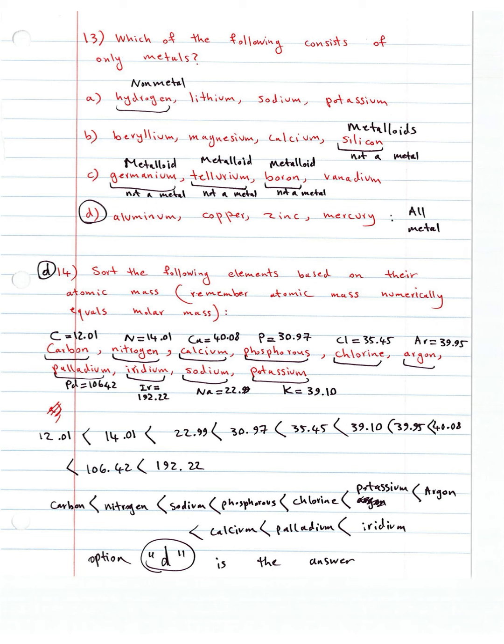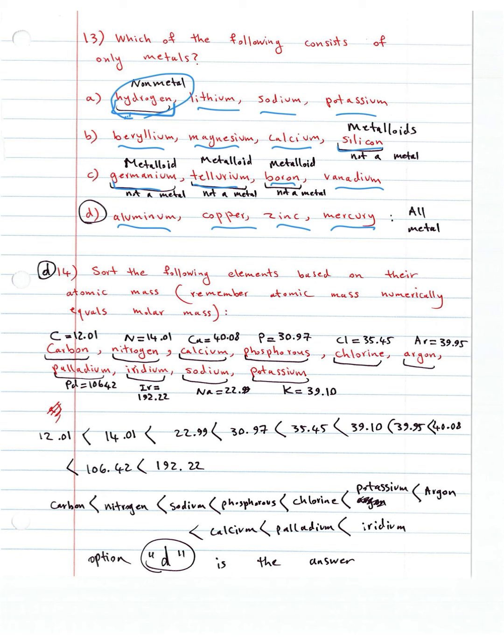Which of the following consists of only metals? So we see that hydrogen is a non-metal, although sodium, lithium, potassium are metals, but this one is a non-metal. So this one has things other than only metals. Beryllium, magnesium, calcium are metals, but silicon is a metalloid. And germanium, tellurium, boron are also metalloids. Vanadium is a metal. Aluminum, copper, zinc, mercury, they are all metals.